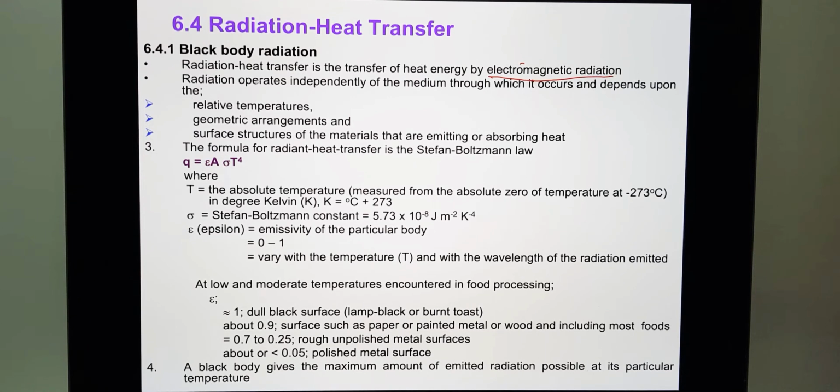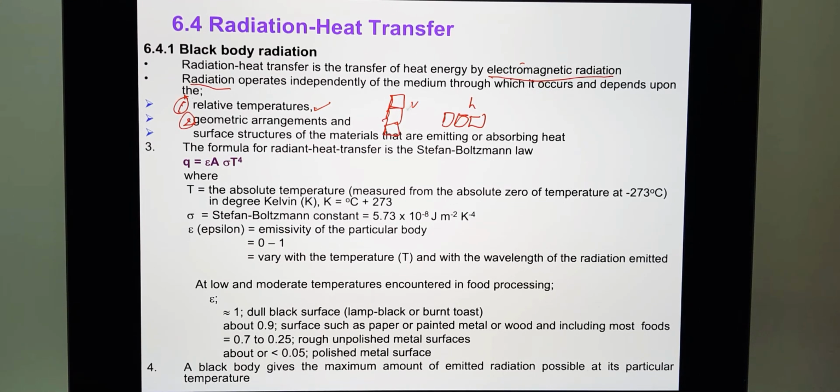Okay, radiation operates independently of the medium through which it occurs and depends upon relative temperature. The factors that affect the radiation involve the relative temperature, and then the geometric arrangement. Geometric arrangement, for example, whether it is stacked vertically or stacked horizontally. This one vertical, this one horizontal.